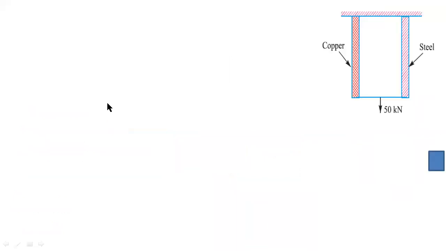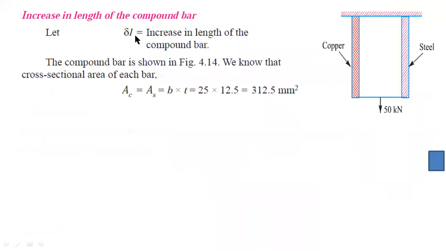So here, let delta L is the change in length or increase in length of the compound bar. Already the dimensions of the copper and steel bar are given. So by using width and thickness, you have to find out the cross-sectional area. The cross-sectional area is a rectangular shape.